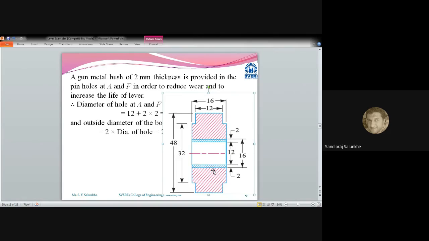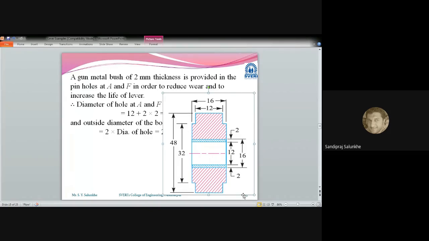Pin जवळचा हा क्रॉस सेक्शन आहे, and the pin diameter we have calculated as 12 millimeter. Now we'll consider a bush of gunmetal, inserted in the hole provided for the pin, to reduce the friction. So the outside diameter of this bush will become 12 plus 2 plus 2, and the inside diameter of this bush will be 12 millimeter.